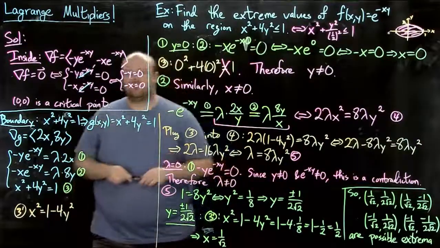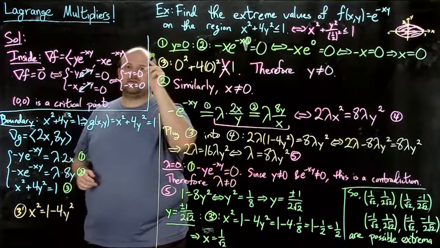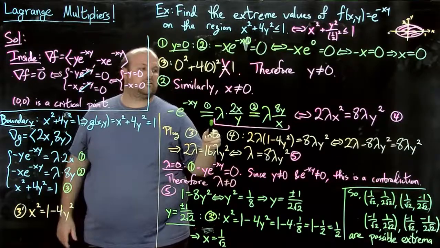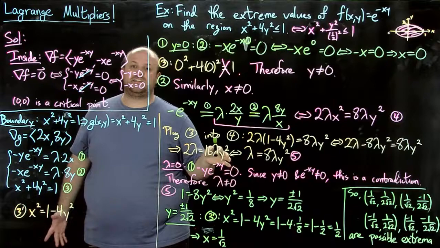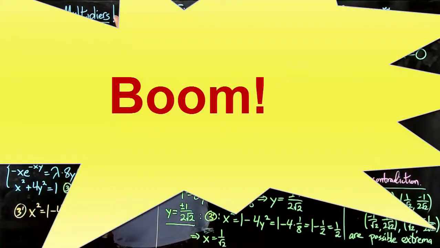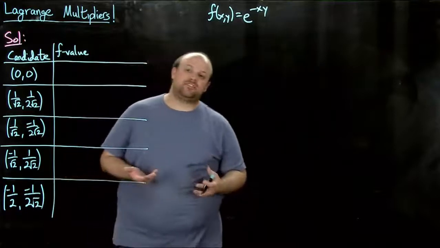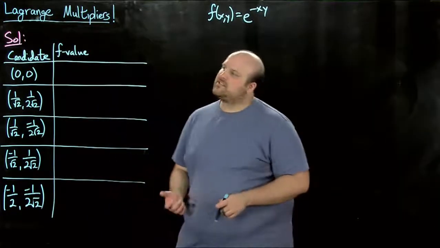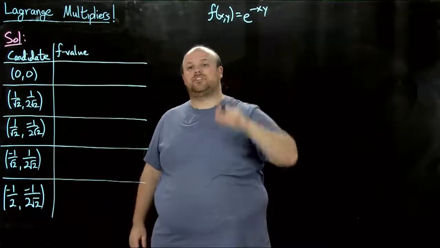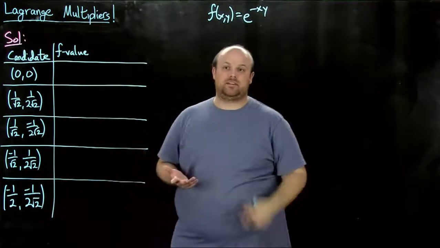So what we're going to do is get rid of everything but the information we still need by slamming this board. So now that we only have the information left that we need, let's start plugging our candidate points into our function f and then compare the values.